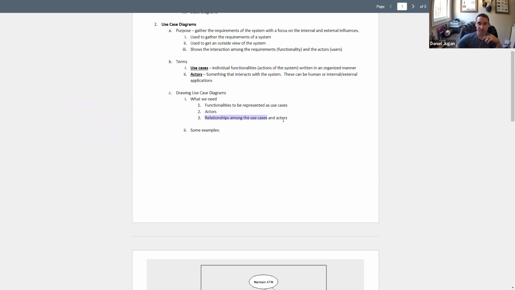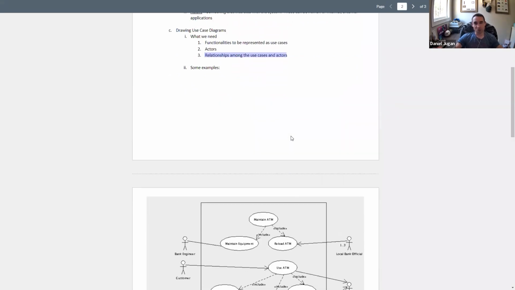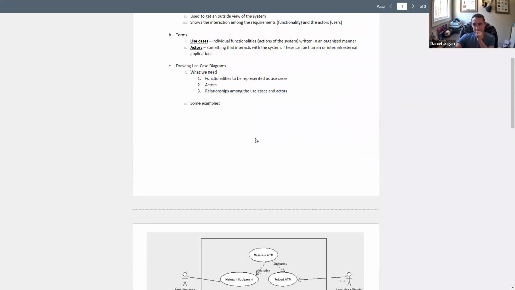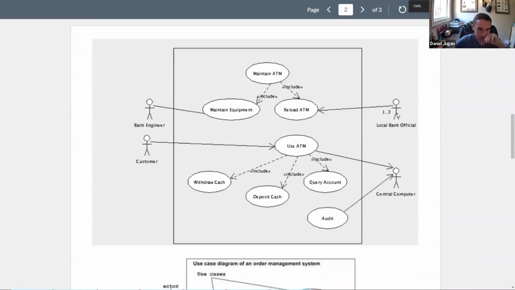The final thing that you need is the relationship among the actors and use cases. Those were the lines that we drew to show which actor can interact with which use case. So here's a sample. Can I make this bigger? Now, this is a very complicated example. I just want to show you what a full one looks like. This is, again, just a sample one.